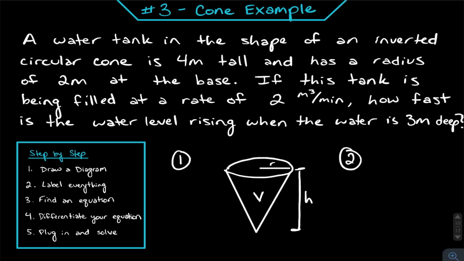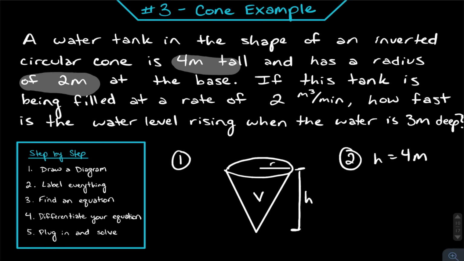So, an inverted circular cone, 4 meters tall. That's the first given. 4 meters tall means that h is 4 meters. That's the total height of the circular cone. We'll see if that comes into play, maybe it will, maybe it won't. It has a radius of 2 meters. Good to know.